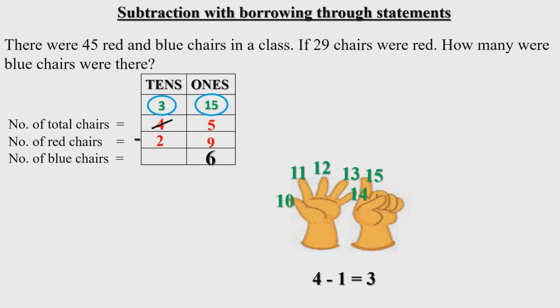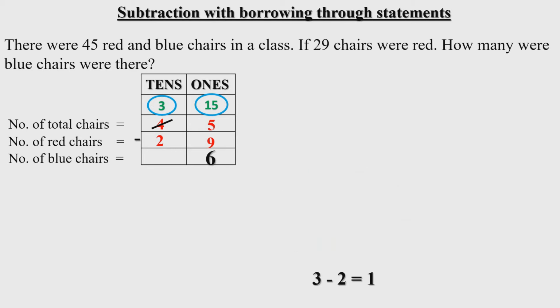Then subtract the digits of tens column, which are 3 minus 2. We get 3 minus 2 is equal to 1. So write down 1 in tens column. Thus 45 minus 29 is equal to 16. And number of blue chairs are 16.